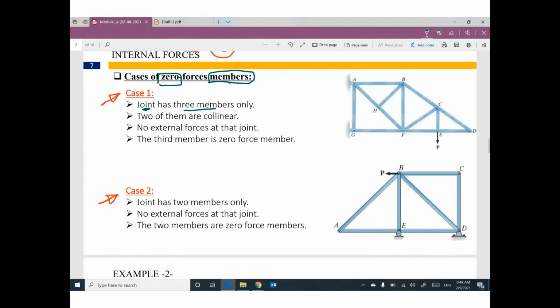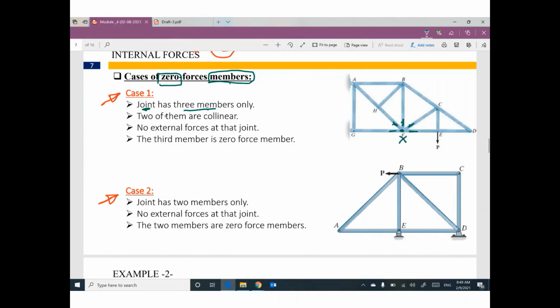Guys, I have a question. This joint, which called joint F, how many members intersect at this joint? Can you count? This member, this member, this member, this member, this member. So how many? 5 members intersect at joint F. No, we are looking for joint has 3 members only. So joint F will not be considered.